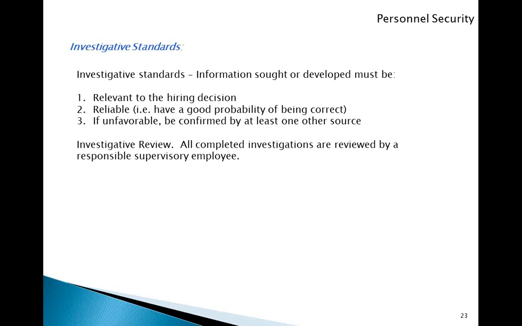Standards for investigation. You have to set the corporate standards for doing investigations. I don't care what kind of investigation it is. The information sought must be developed for being relevant to the hiring decision. It must be reliable. That means good probability of being correct. If you receive unfavorable information during your investigation, it must be confirmed by at least one other source. Okay? You can't just have one derogatory entry in there and let it go. It's got to be verified and validated.